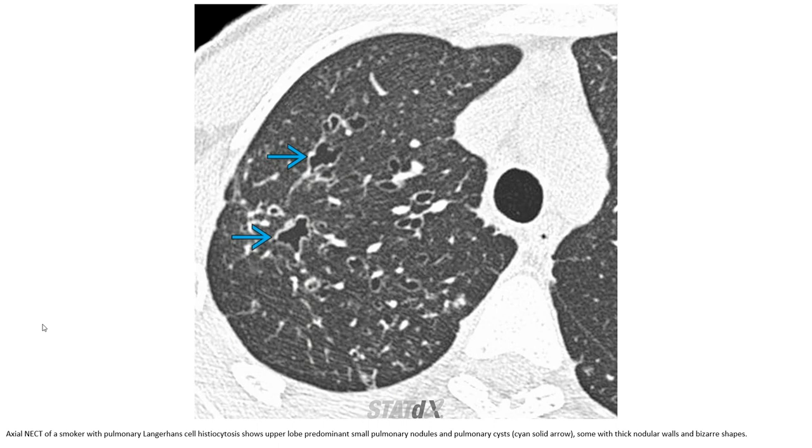And this is an axial lung CT of a smoker with pulmonary Langerhans cell histiocytosis, showing upper predominant small cysts and pulmonary nodules, some with thick nodular walls and bizarre shapes.